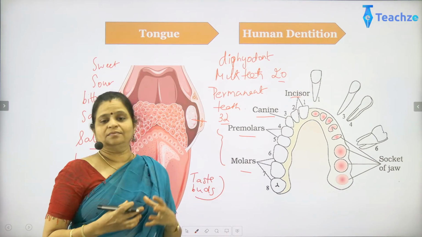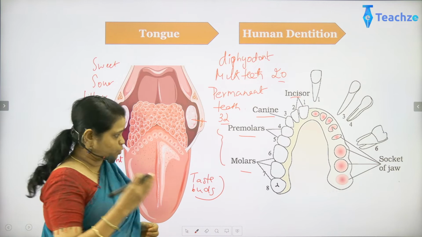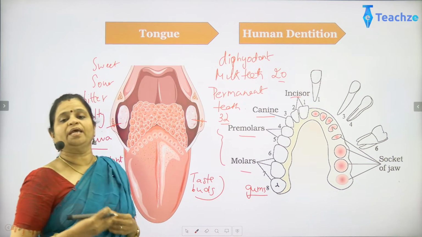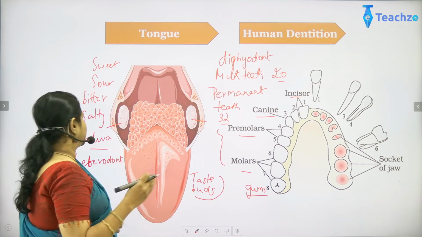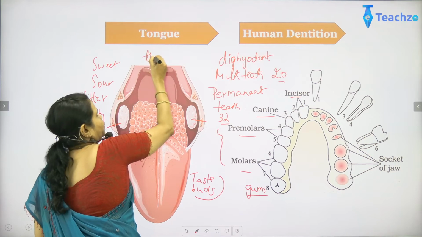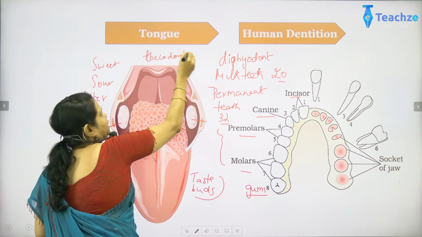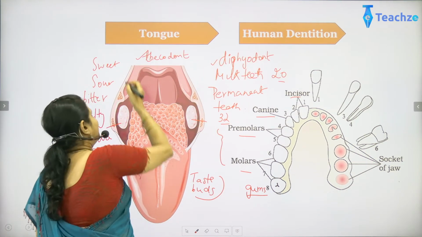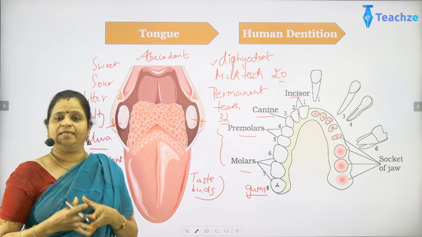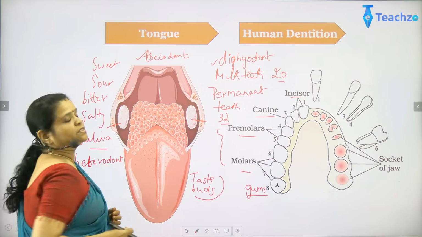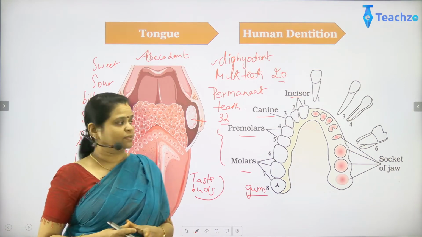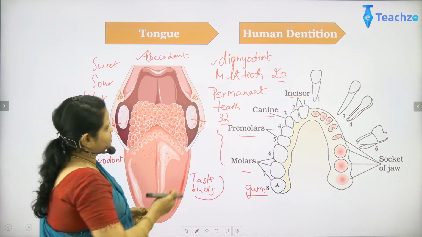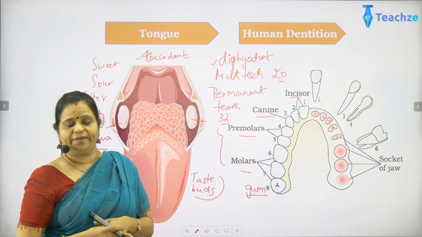Our teeth are embedded in sockets, which we commonly call the gums. Since they are present in the gums, we give the term thecodont to that dentition. So what are the three things we learned? The teeth are diphyodont, thecodont because they are present inside the gums, and because there are different types of teeth, heterodont. So our teeth are diphyodont, heterodont as well as thecodont type of dentition.